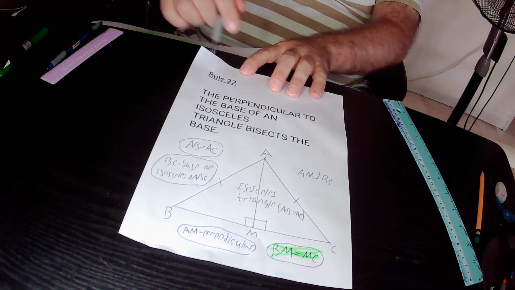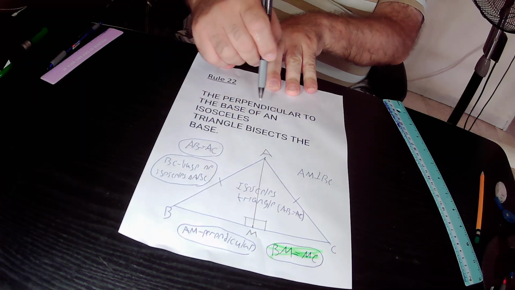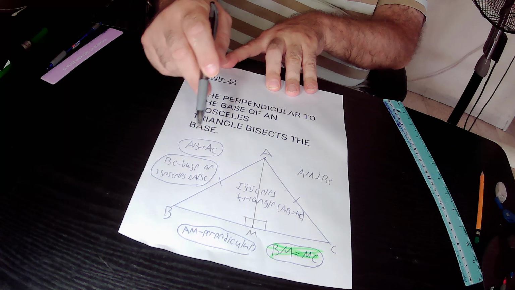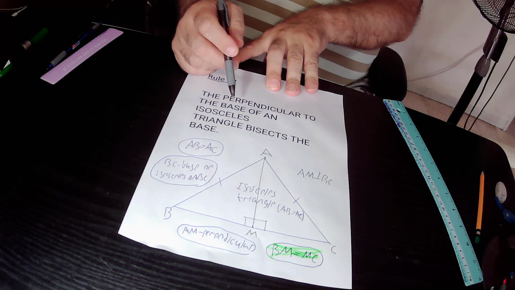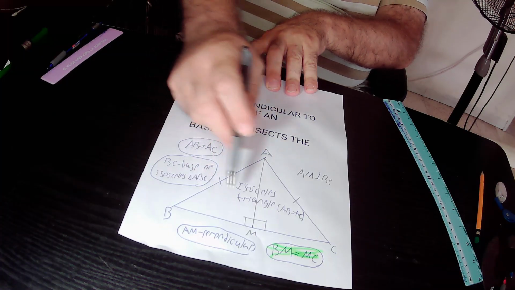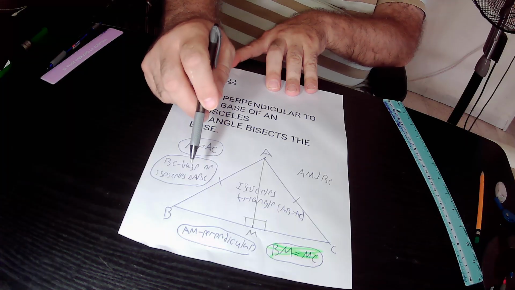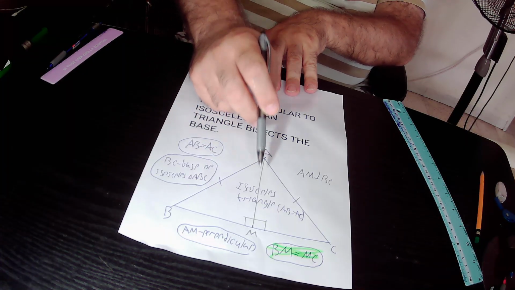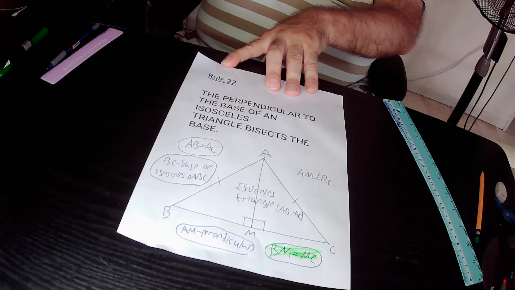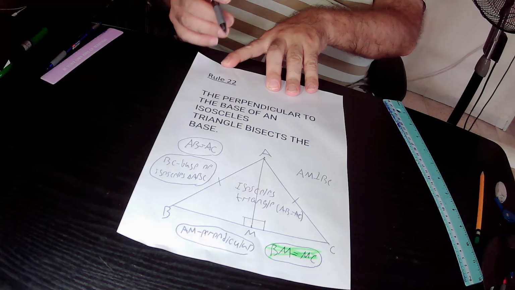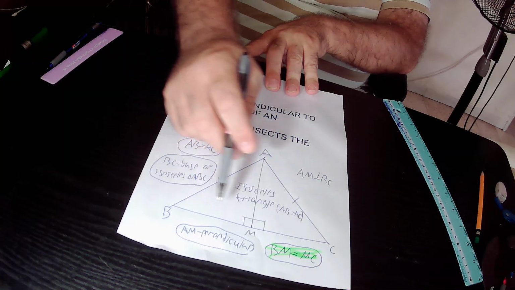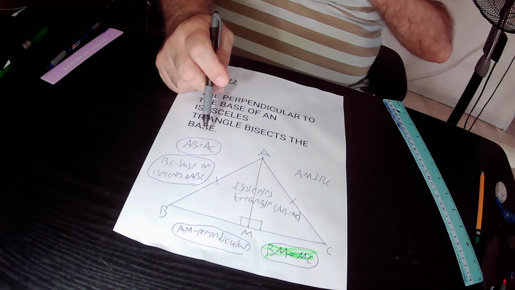In the drawing, we have triangle ABC. Triangle ABC is an isosceles triangle because AB equals AC. BC is the base of this isosceles triangle. From the vertex A, we do perpendicular AM to the base BC. According to this rule, rule 22, the perpendicular AM bisects base BC. That is to say, it divides it into two halves.